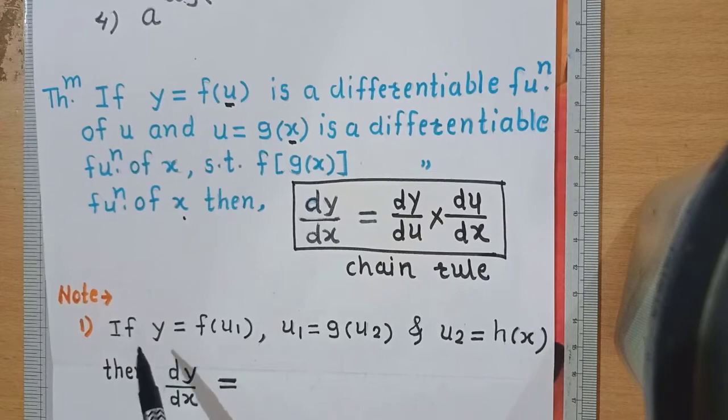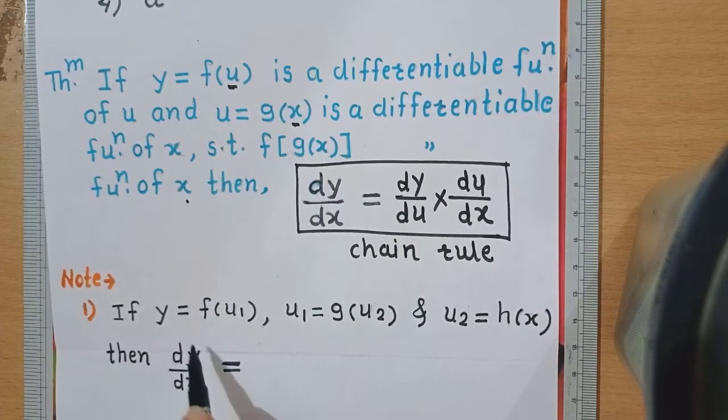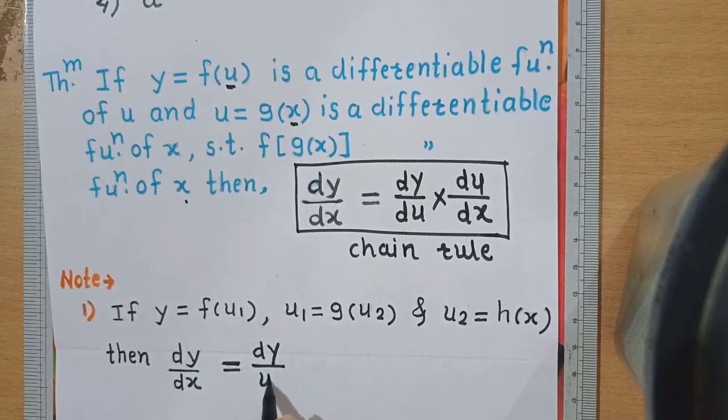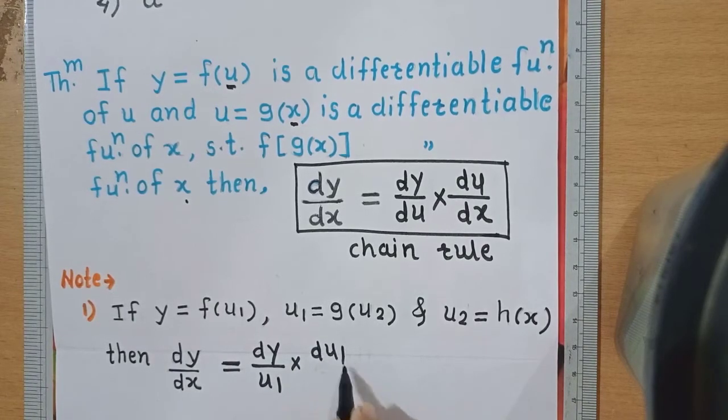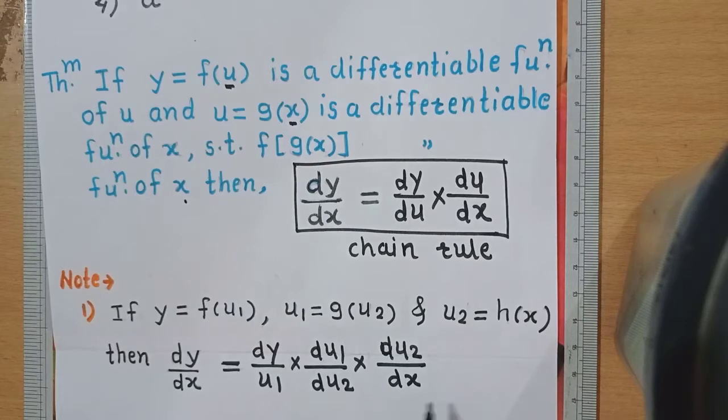Suppose y is a function of u1, u1 is a function of u2, and u2 is a function of x. That means there are three functions. So in this case we will write dy by dx is equal to dy by du1, since y is a function of u1. u1 is a function of u2, so du1 upon du2, and again u2 is a function of x, so du2 by dx. This is the generalized chain rule.